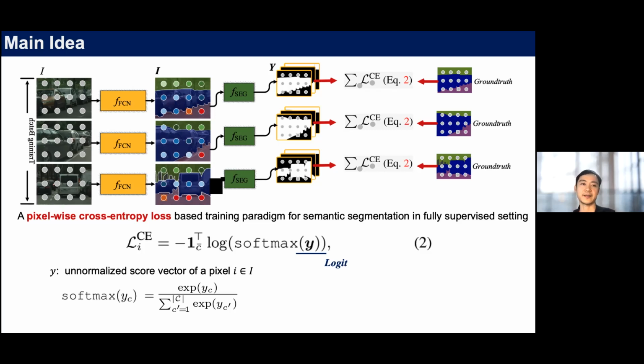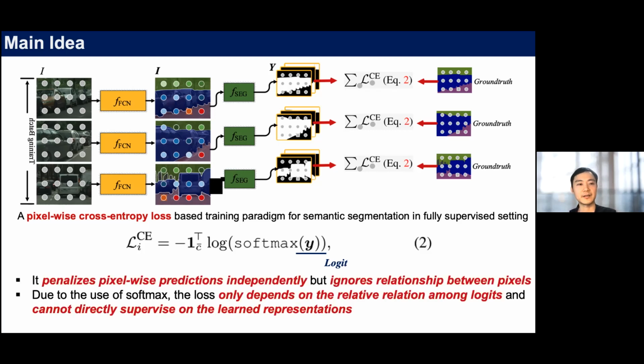Here we can clearly see that the cross entropy loss is independently applied to each single image. Here the equation shows the standard cross entropy loss for a single pixel i. However, the cross entropy loss suffers two major limitations. The first one is it penalizes pixel prediction independently, but ignores the pixel relationships. The second is due to the use of softmax loss. The loss only depends on the relative relation among logits and cannot directly supervise the representation.